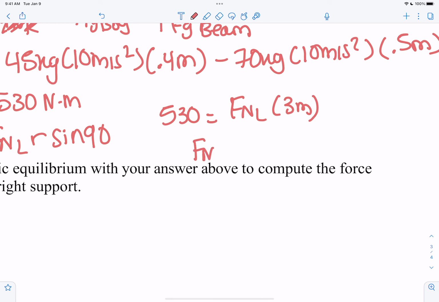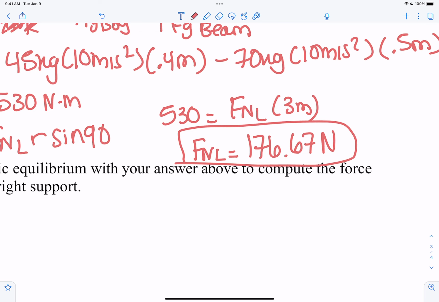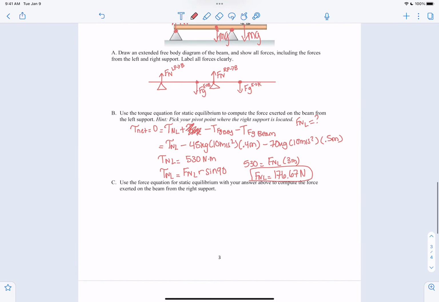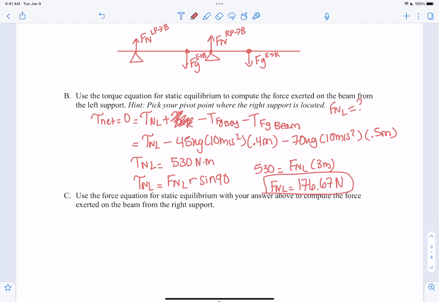So then F_L is what we're trying to figure out. And that should be equal to 176.67 newtons. Does that make sense for part B? It's a bit of a runaround to go from torque to forces. 3 meters is the distance between the right support and the left support, and that's what they gave us. Does that make sense?